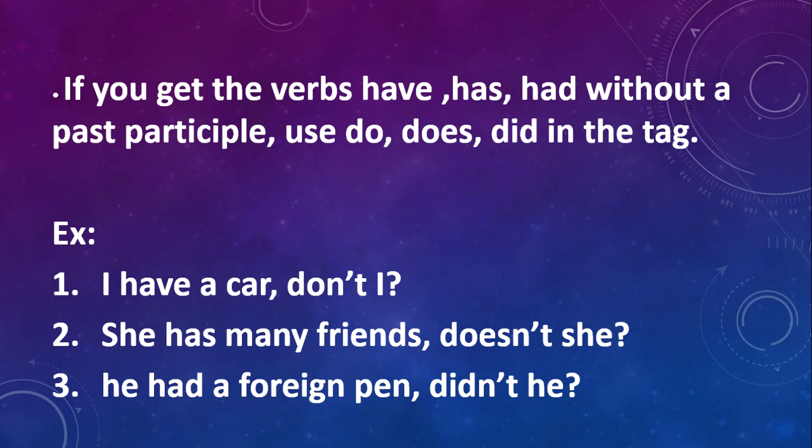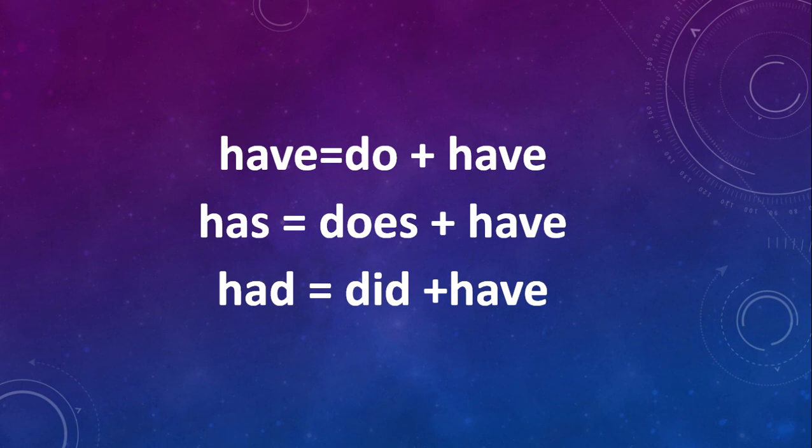Next one, she has many friends. So this is in has form. So has is nothing but do plus has, does. So here, doesn't she. He had a foreign pen. Did plus have is equal to had. So here, didn't he. Here I have given the rules which will be very helpful for you to frame a question tag. This is actually the rule which we followed in the previous slides. Have is equal to do plus have, has is equal to does plus have, had is equal to did plus have. Kindly note this.